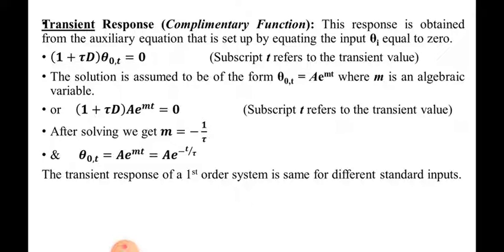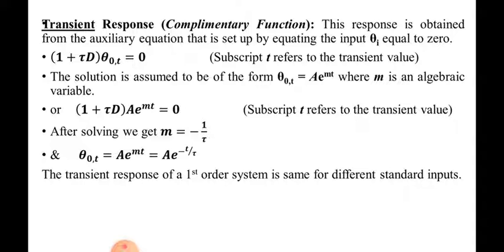Then the transient response is nothing but the complementary function. This response is obtained from the auxiliary equation, which is set up by equating the input theta I equal to 0. Now (1 plus tau D) theta 0,t equals 0, where the subscript t refers to the transient value. The solution is assumed to be of the form theta 0,t equal to A e raised to mt, where m is an algebraic variable.